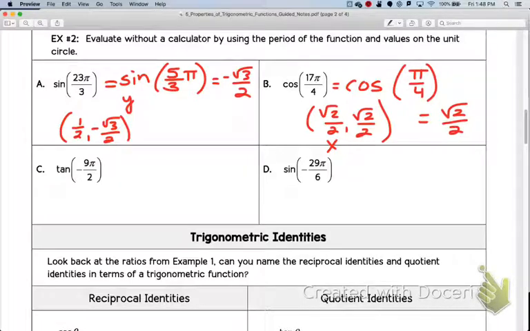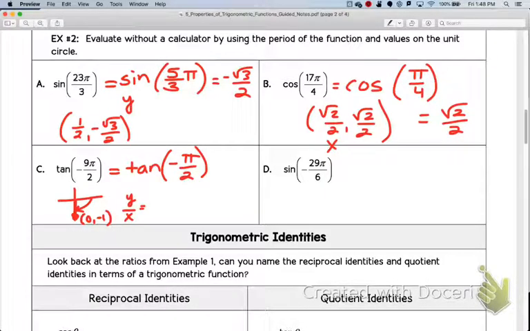Tangent of negative pi over 2. So if I keep adding 2 pi to that, negative 1/2 plus 2 gets me to negative... so the tangent of negative 1/2 pi. That gets me within the period of 0 to 2 pi, going in the counterclockwise direction. That's going to take me down here on my y-axis, which is the ordered pair 0, negative 1. And remember, tangent is y over x. So my y is negative 1 over 0, which we can't have. That's undefined.